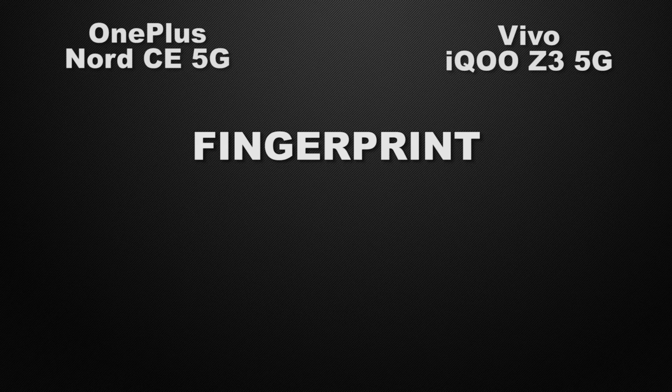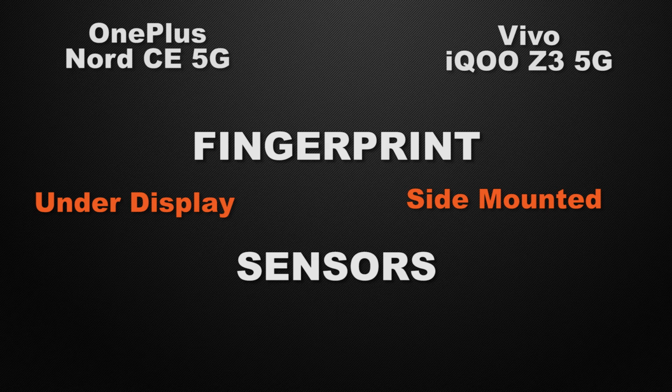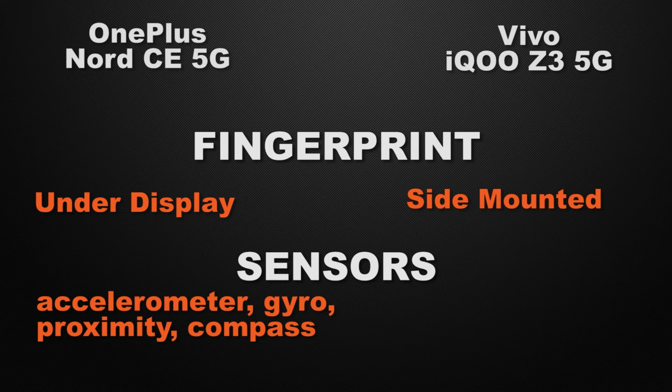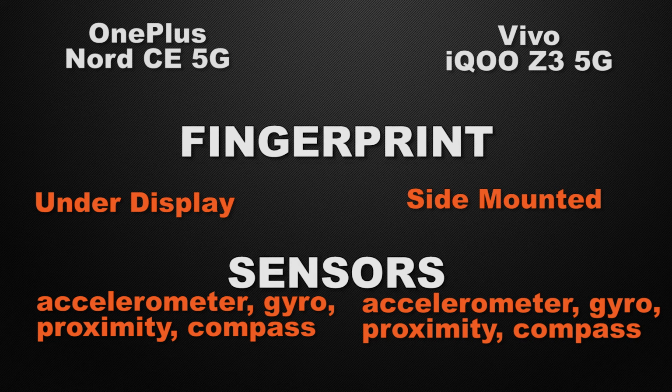Moving to some of the most important features of the devices, let's start with the fingerprint scanner of the devices. Nord has an under display fingerprint scanner. On the other side, Z3 has a side mounted fingerprint scanner. So the winner here is Z3 because it has a physical scanner which is faster than under display. And about the sensors in the devices, Nord has accelerometer, gyroscope, proximity and compass, whereas Z3 also has accelerometer, gyroscope, proximity and compass. So it's a tie.